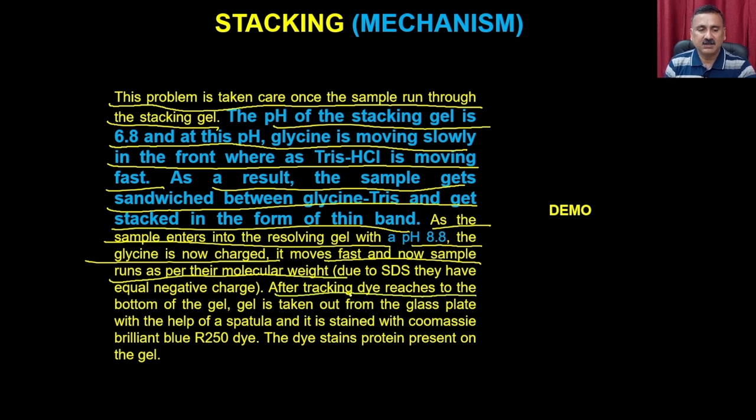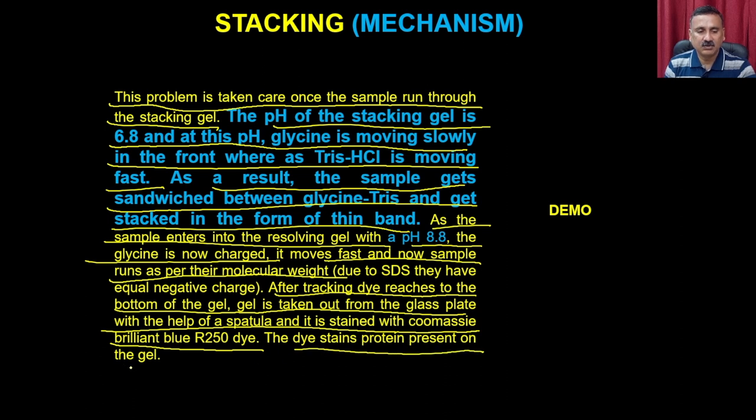After the tracking dye reaches the bottom of the gel, the gel is taken out from the glass plate with the help of a spatula and it is stained with Coomassie Brilliant Blue R250, and the dye is present on the gel. So, this is what is actually going to happen.